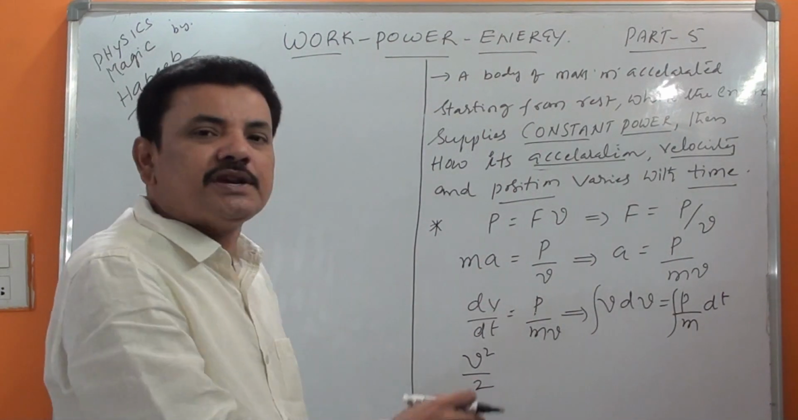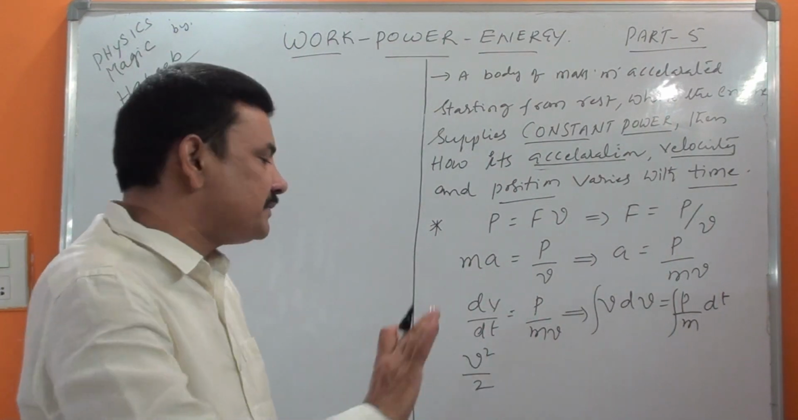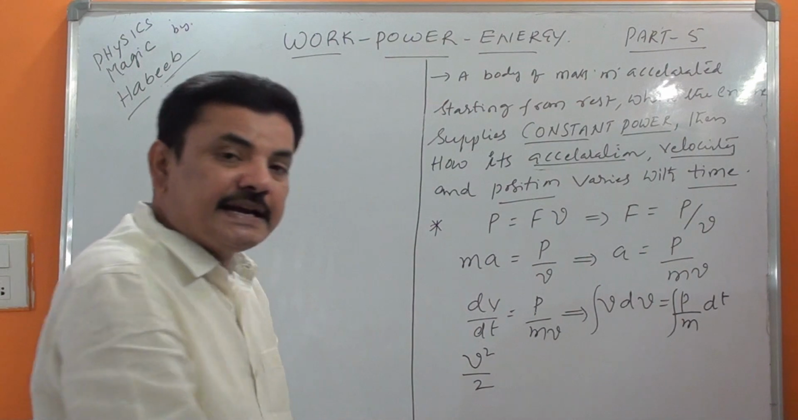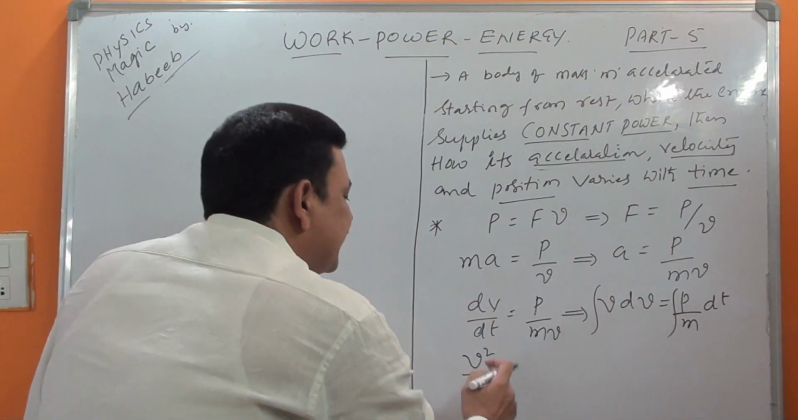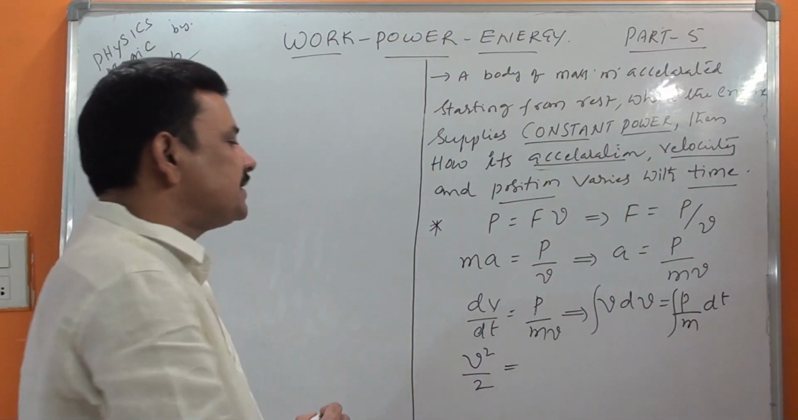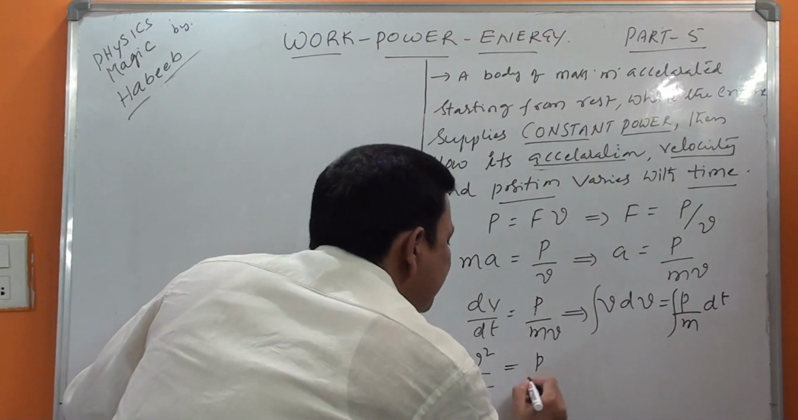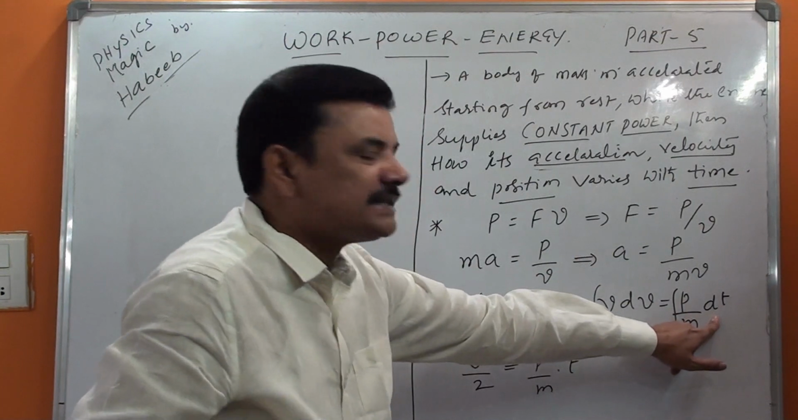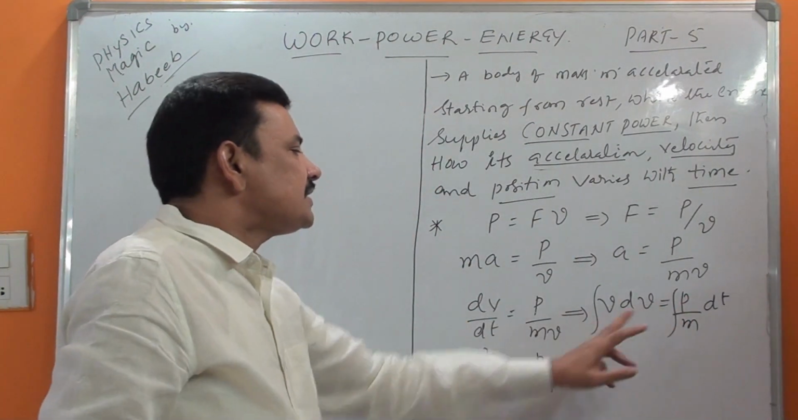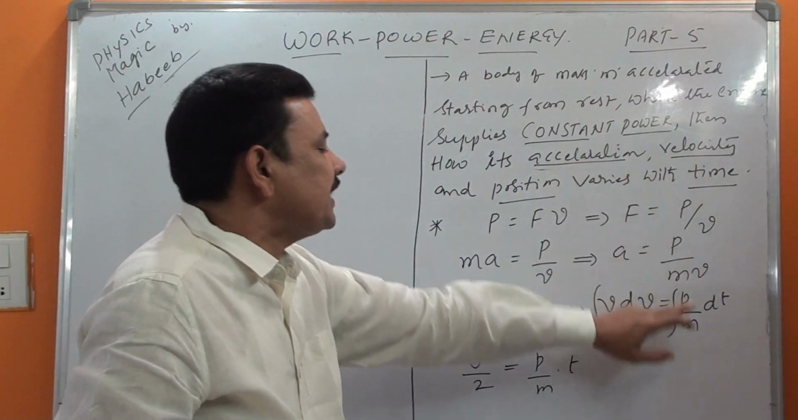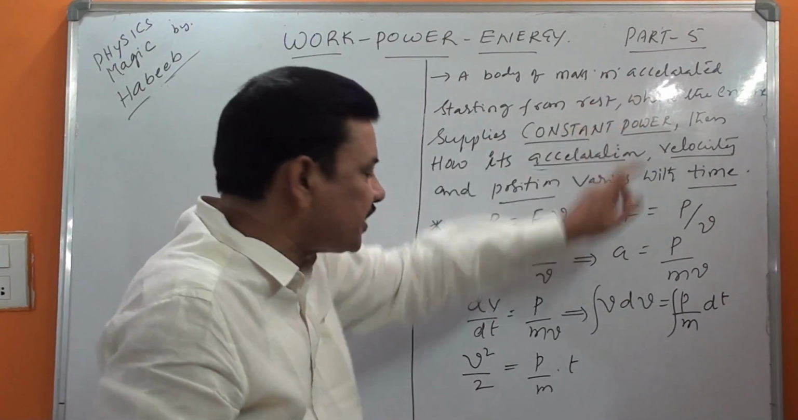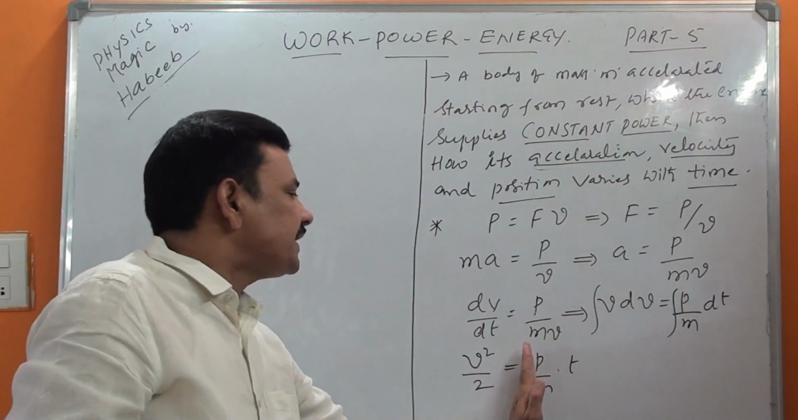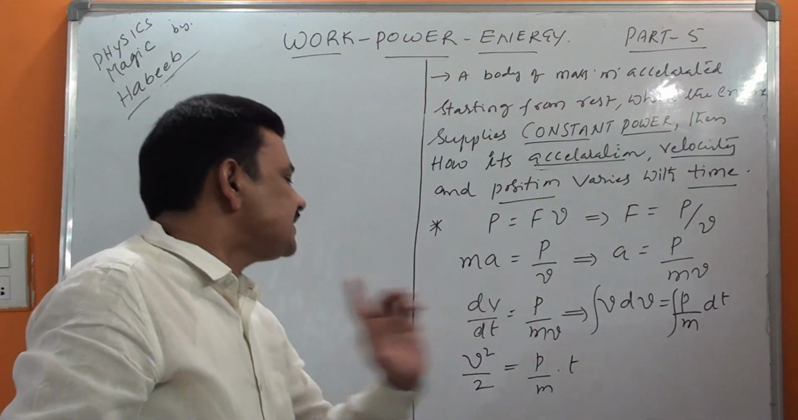But if you take initial values, the constant also will become 0. That's why I am not taking any integration constant here. Directly I am writing V square by 2 is equal to P by M into T. Integral dt is nothing but T. P by M is constant. P is power, power is constant. M, the mass of the body, will not change. So this is constant, written outside, and integral dt is nothing but T.